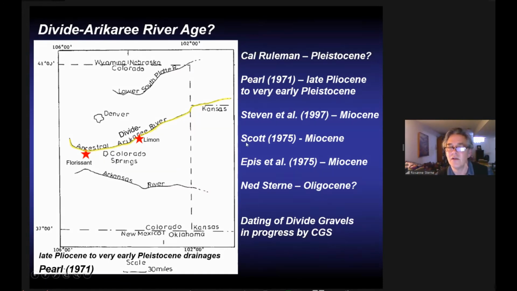Stephen et al., Scott, and Epis et al. thought this was a Miocene river, and I'm an agnostic. I think it could be as old as Oligocene. And right now we've collected a couple samples, and the CGS is dating samples of the Divide gravels. So that would be from right down in this area as we speak.